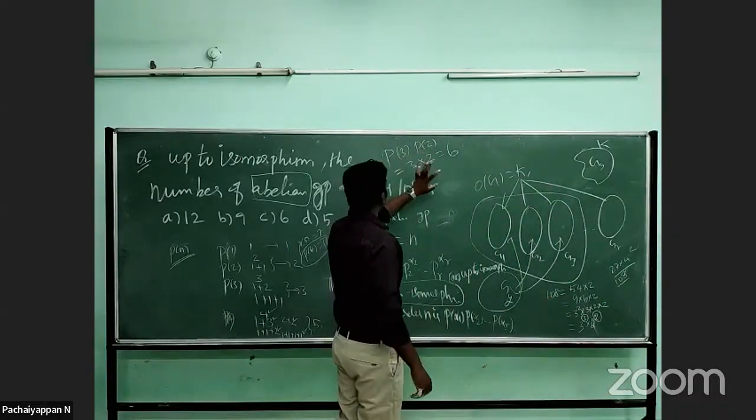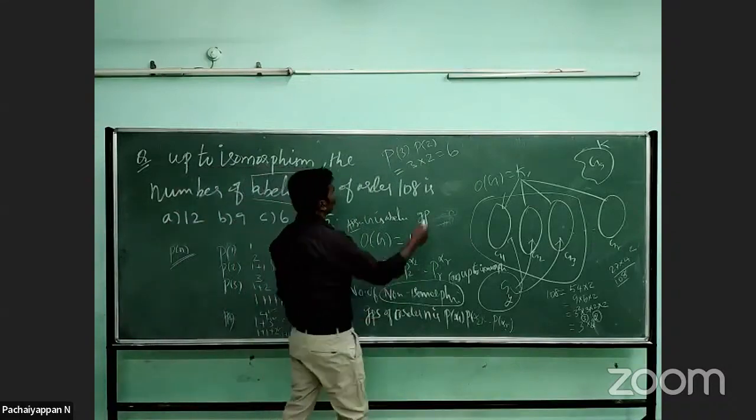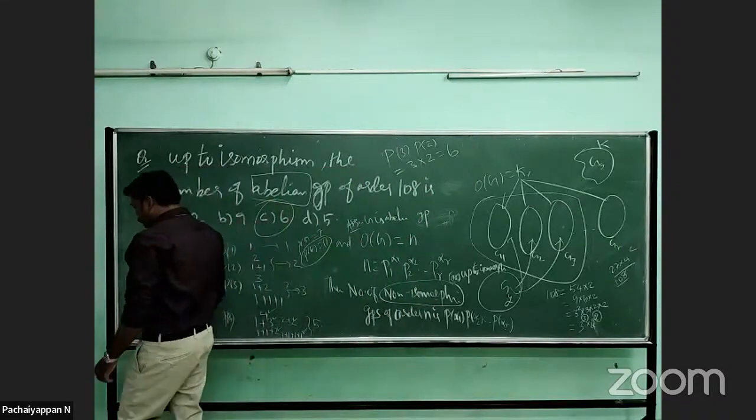And P of 3 into P of 2. P of 3 is 3 only, P of 2 is 2. So therefore 6. The answer is 6.